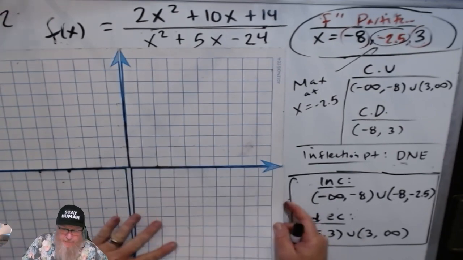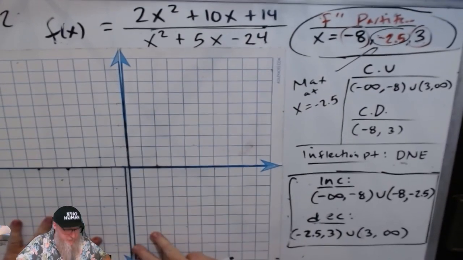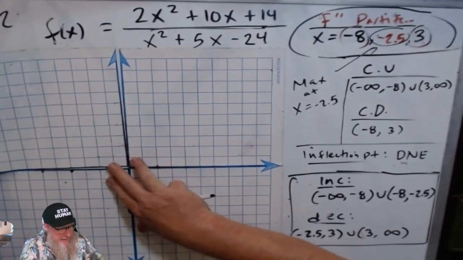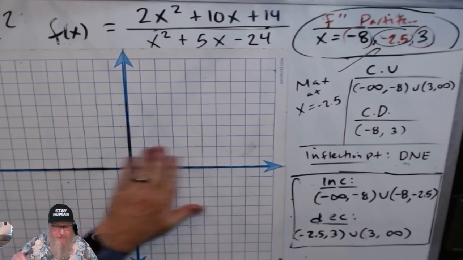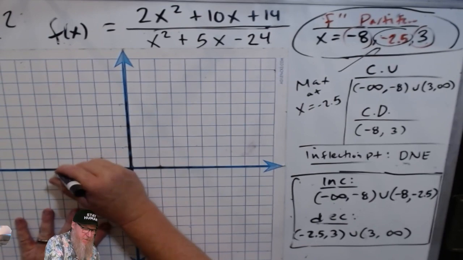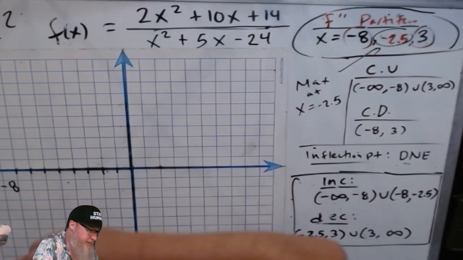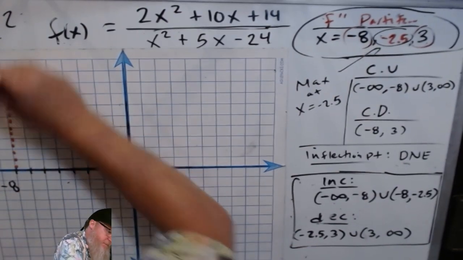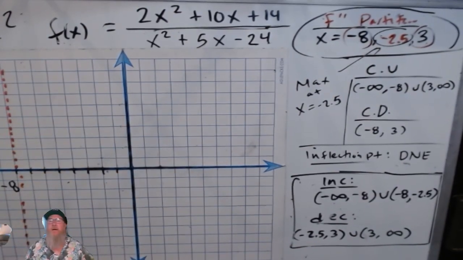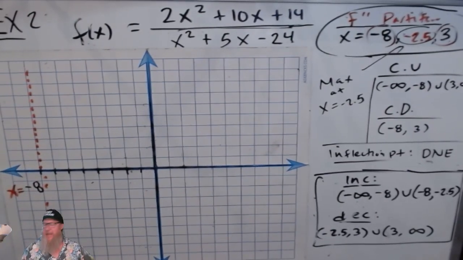All righty, here we go. So first thing you should do is put down your partition numbers and remember which ones were asymptotes and which ones were critical values. All right, let's start with negative 8. So 1, 2, 3, 4, 5, 6, 7, 8. That's an asymptote. Now on your answer, you're going to have to write x equals negative 8 for the asymptote. When you draw it, you just say negative 8, but it's x equals negative 8.